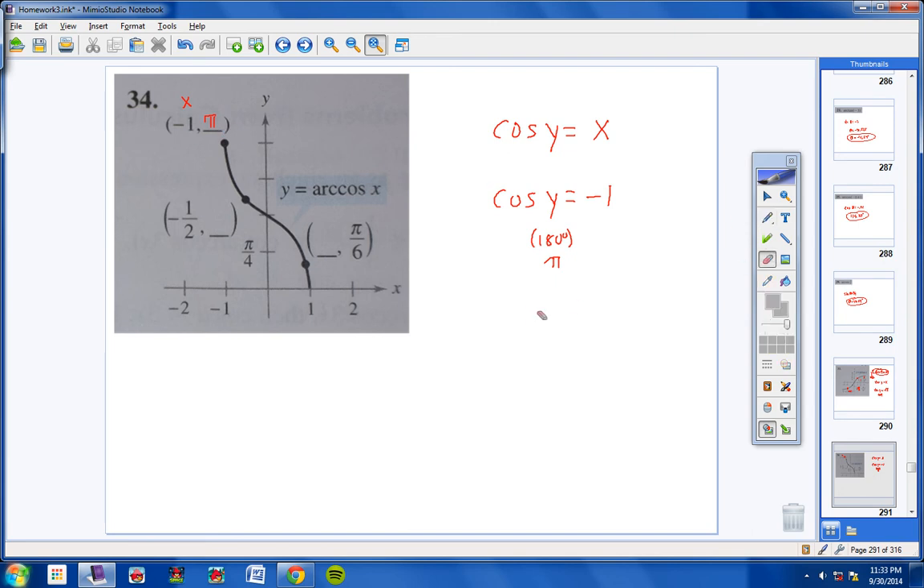All right, now let's go on to our next ordered pair, which is right over here. And we're going to put negative 1/2 in for x. All right, so here's my x value right here. I'm going to put negative 1/2. So what angle, when I take the cosine of it, gives me a negative 1/2? All right, and that should be on your table, or your special triangles, your 30, 60, 90 triangles. You'll see it's going to be, well, it's going to be 60 degrees.